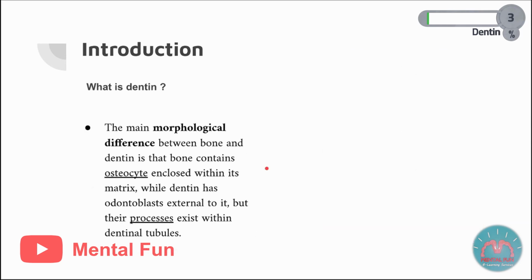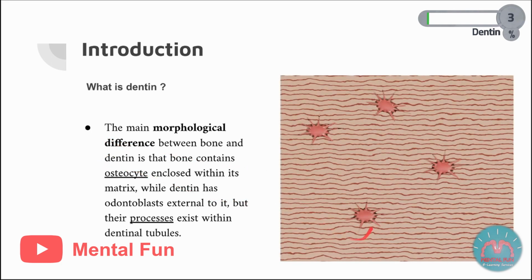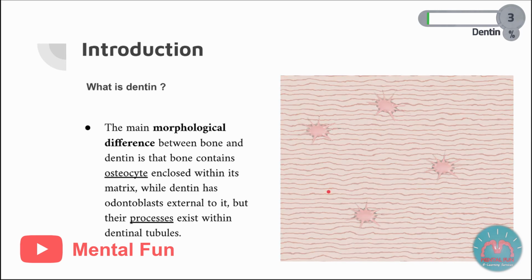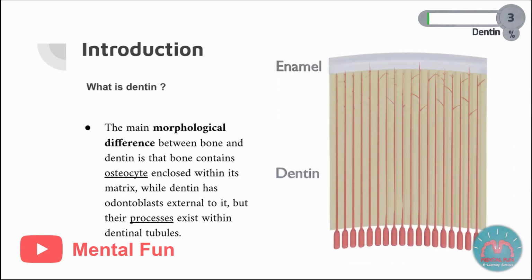But the main morphological difference between bone and dentin is that bone contains the osteocyte embedded within its calcified matrix. The osteocyte itself is surrounded by the calcified structure of the bone. But in the case of dentin, just the odontoblastic process is embedded inside the dentin, not the odontoblast itself. Okay, just its process.